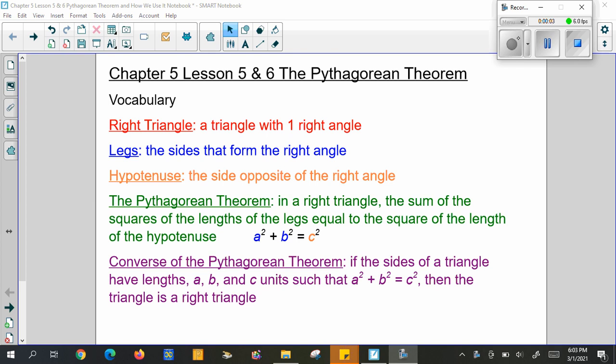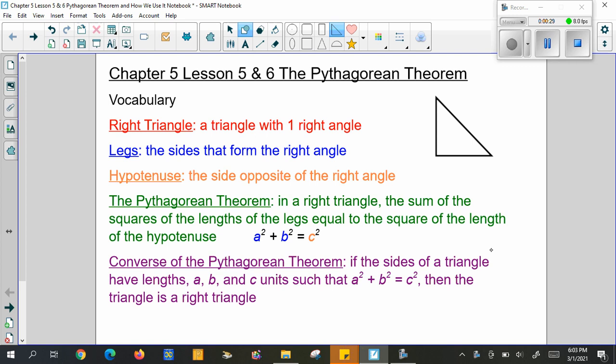Chapter 5, Lessons 5 and 6 are on the Pythagorean theorem. Some vocabulary. We are dealing with right triangles. That is a triangle that has one right angle. Here's an example of one. And the right angle would be here. And we use the box to denote that that is the right angle.